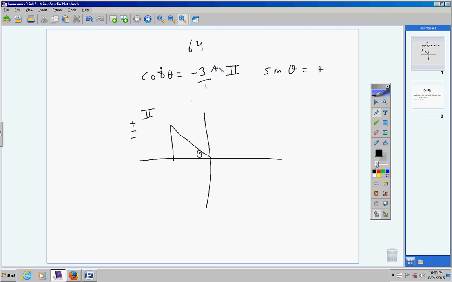Okay. Cotangent is adjacent over opposite. So this is my adjacent side. This is my opposite side. So adjacent would be 3. Opposite would be 1. So the hypotenuse would be 1 plus 9, square root of 10. Okay, so now that my triangle's filled in, the sine of theta is opposite over hypotenuse, 1 over square root of 10. And of course, 1 over square root of 10 is square root of 10 over 10. There we go. Moving on to number 66.